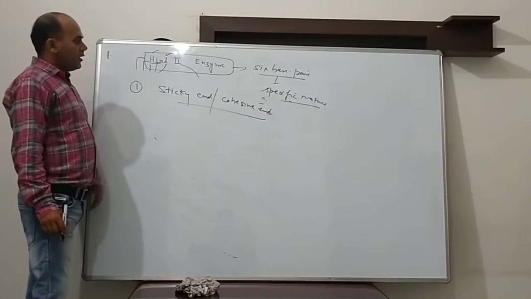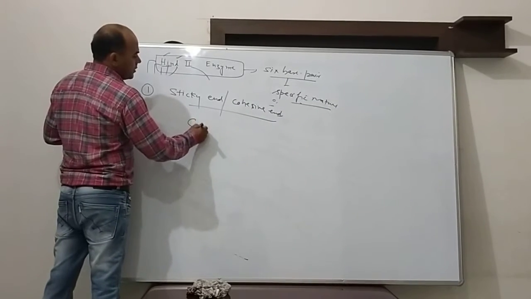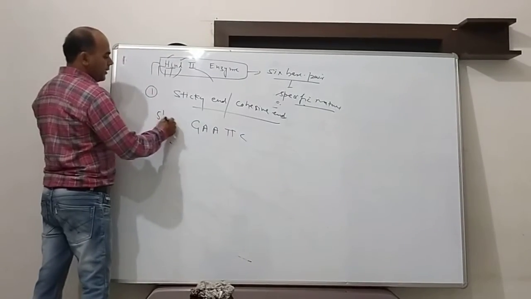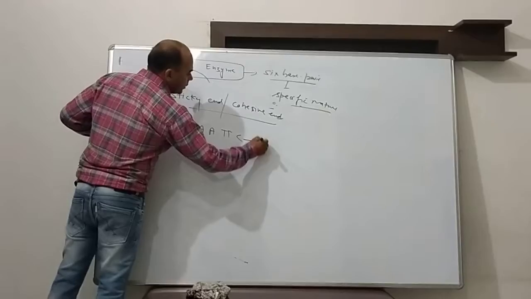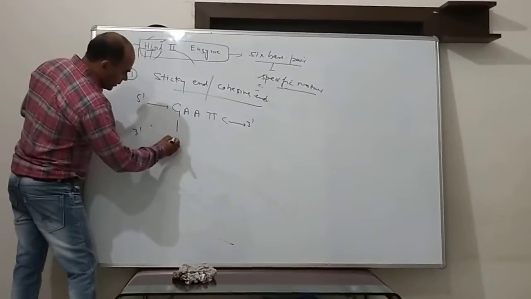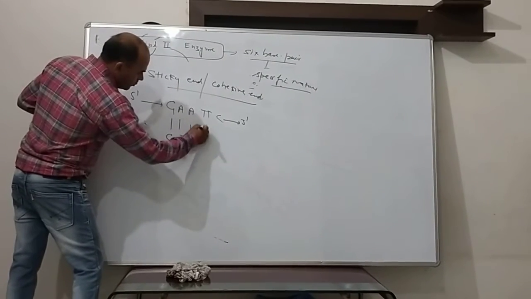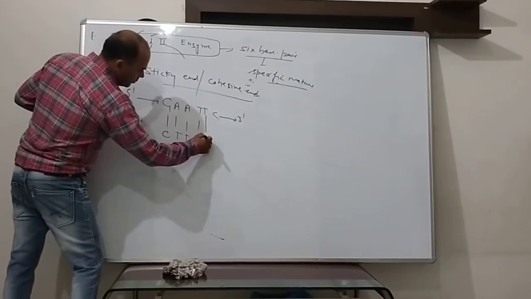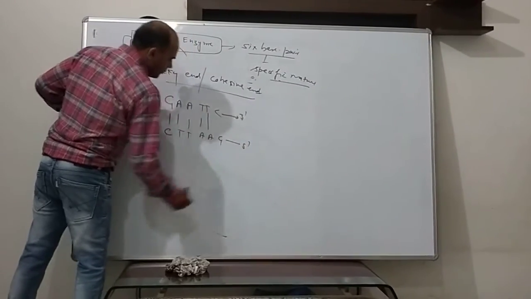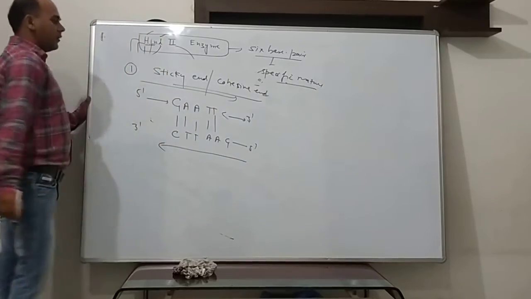How are the sticky ends made by these enzymes? Very simple. Suppose any sequence GAATTC, 5' to 3'. What will be the opposite? The complementary strand: opposite C is G, opposite T is A, opposite T is A, opposite A is T, and so on, with 3' to 5' below. So this is called the forward direction and this is called the backward direction.